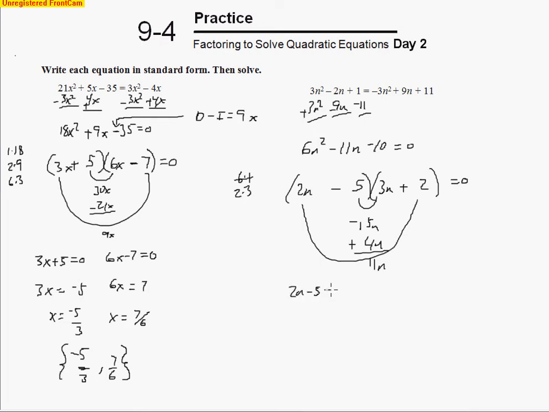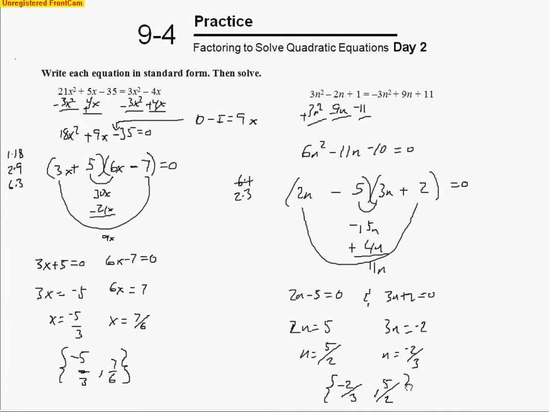2n minus 5 equals 0, and I also have 3n plus 2 equals 0. So when I add the 5, that gives me 2n equals 5, and subtract the 2, 3n equals negative 2. So divide by 2, n is going to equal 5/2, and here I divide by 3, n is going to be negative 2/3. So negative 2/3 and 5/2, and that's going to be our two solutions.